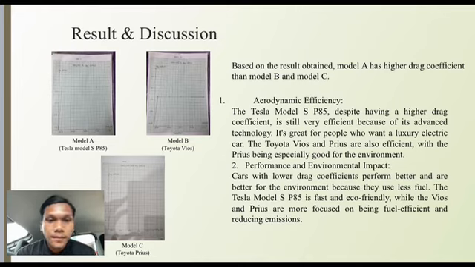So from this slide, we can see Model A, Tesla Model S P85, has the highest drag coefficient, followed by Model B, Toyota Vios, which has the second highest drag coefficient, and Model C, Toyota Prius, which has the third.